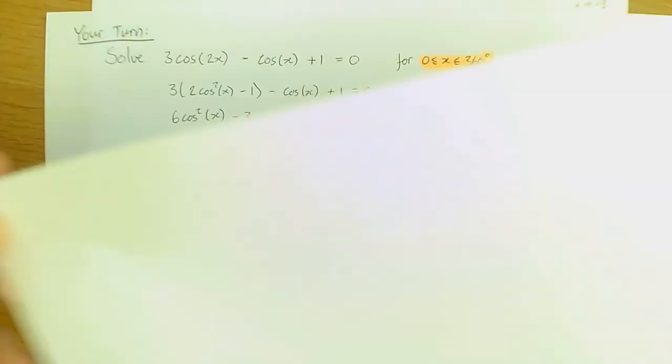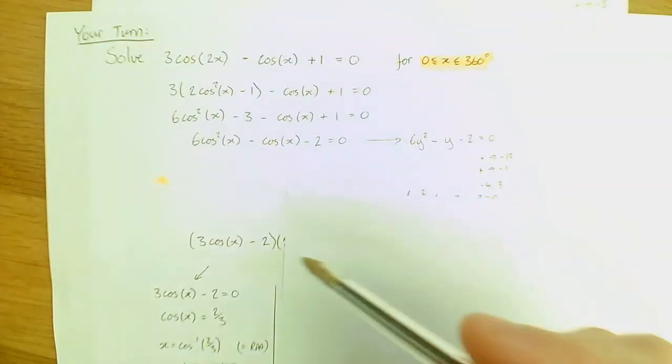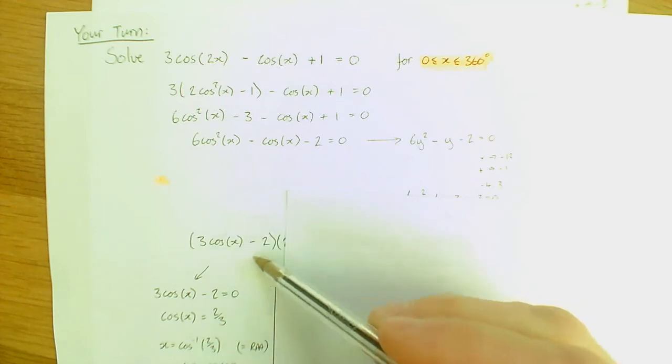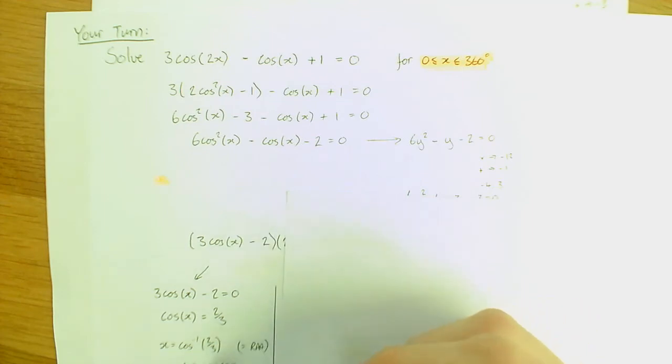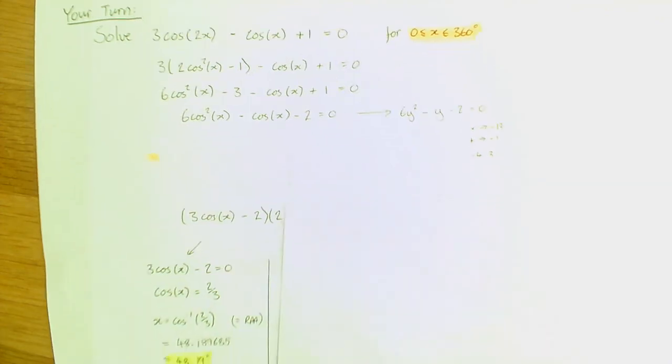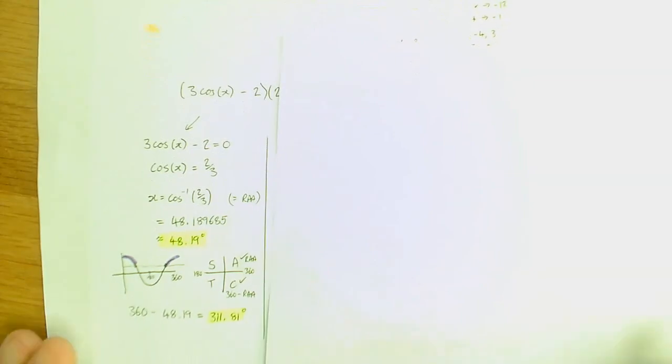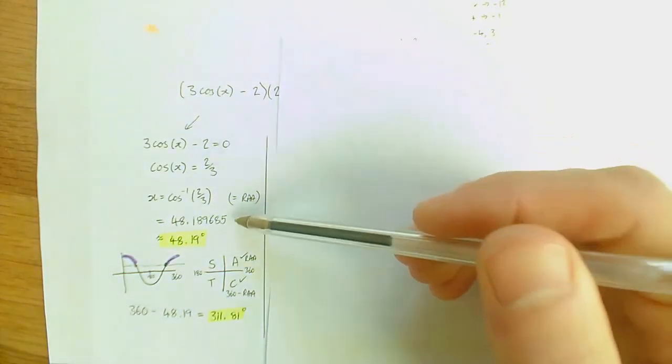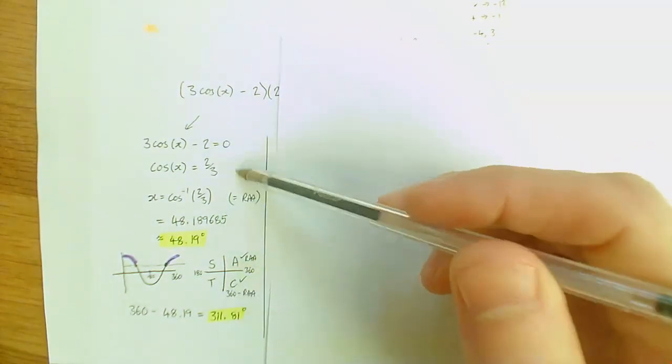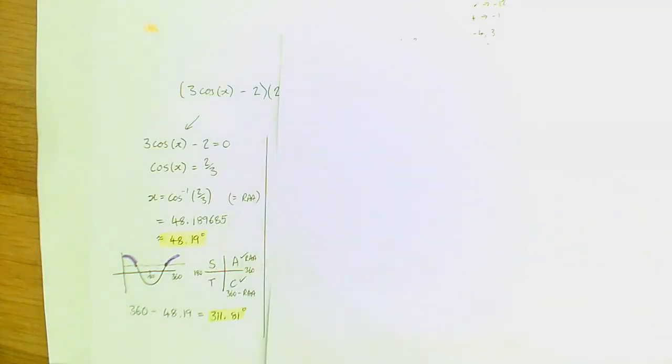Cover up that one. So the first equation I'm solving is when 3 cos x minus 2 equals 0. And that gives me 2 angles eventually, which are 48.19 and 311.81. So there's my full solution to that. Very standard process, hopefully by now, this trig equation bit.